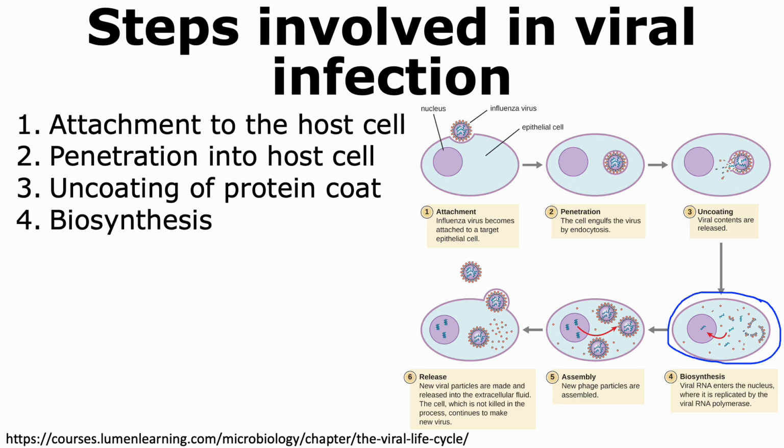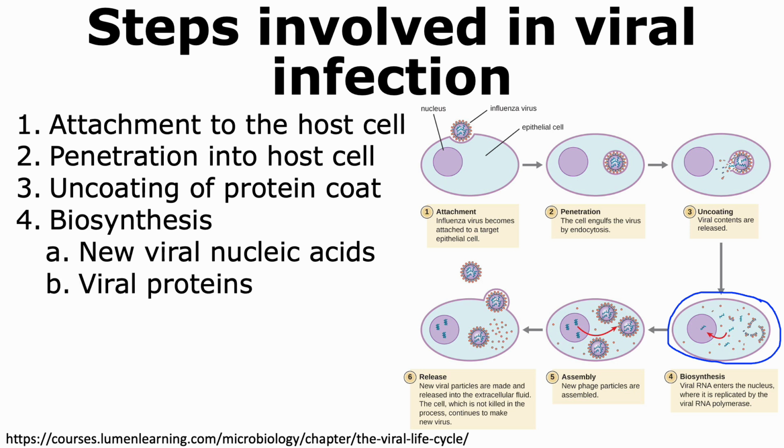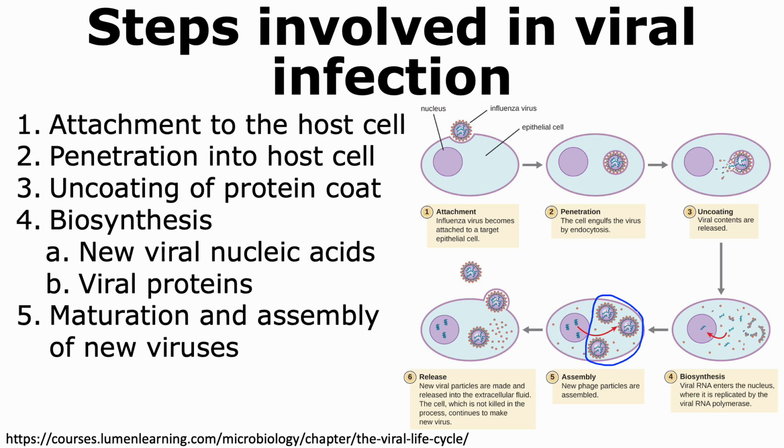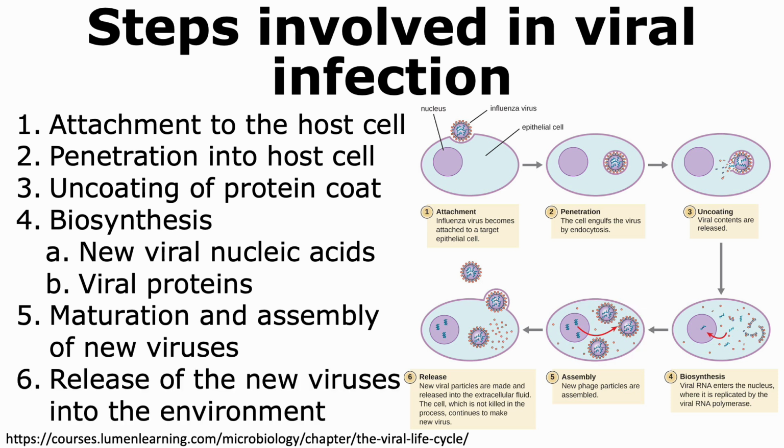Once the uncoating has occurred and the viral genome is present in the host cell, the viral genome takes over the host machinery, and now synthesis of different viral proteins as well as viral nucleic acids occurs. Now, these new viral nucleic acids can be used to synthesize additional viral proteins. Ultimately, maturation and assembly of new virions will occur, and these virions will then be released into the environment.